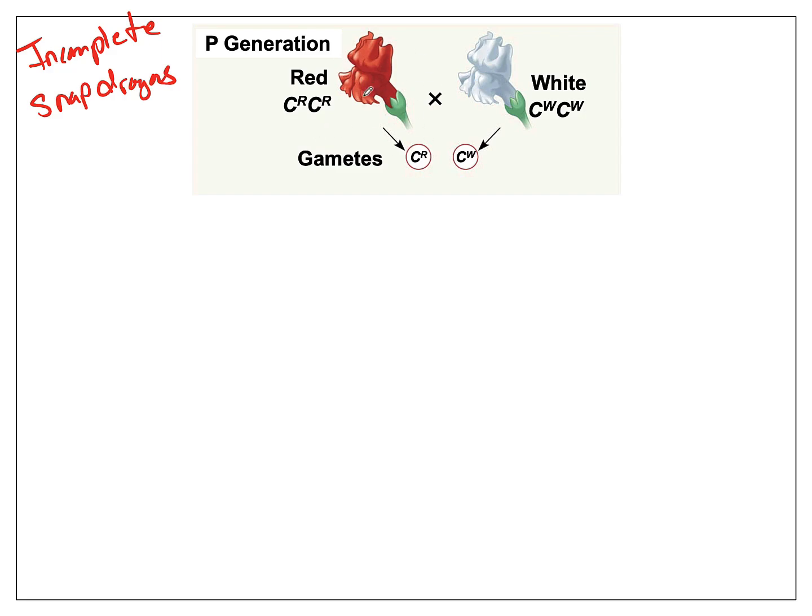So for the P generation, we have two true breeding flowers, CR CR and CW CW. They can each make gametes. So here's the gametes. This parent can make CR gametes, and this parent can make CW gametes. They've only written one of them here. You could imagine just having another one next to it to show that there's two gametes from each parent.